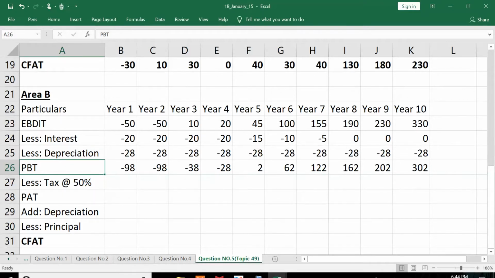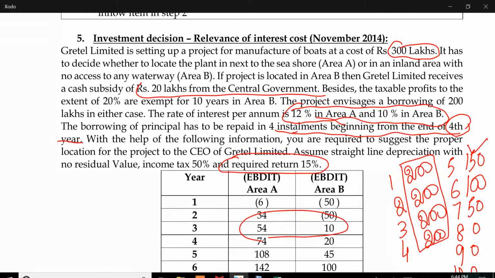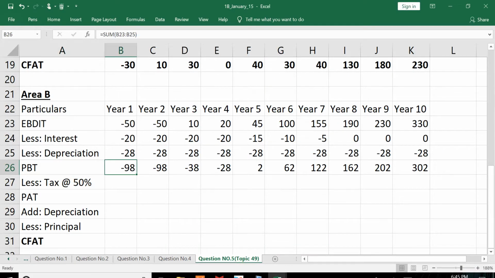Now listen for some time. Two points. One, they are saying the taxable profits to the extent of 20% are exempt for 10 years in area B. So there is an exemption of 20% of the profits. Now, keeping this line aside, let me first see what is the loss. 98 plus 98, 196 loss. If there is a 20% exemption for gain, there will be 20% exemption for loss as well.